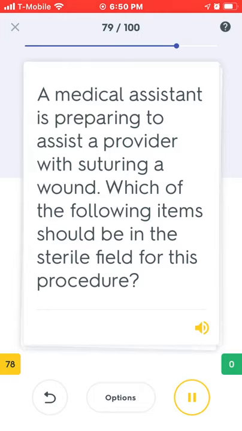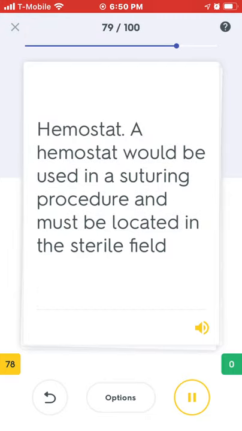A medical assistant is preparing to assist a provider with suturing a wound. Which of the following items should be in the sterile field for this procedure? Hemostat. A hemostat would be used in a suturing procedure and must be located in the sterile field.